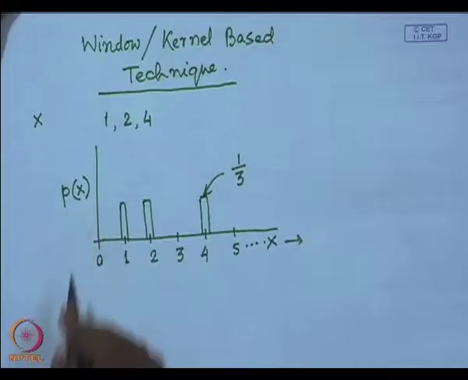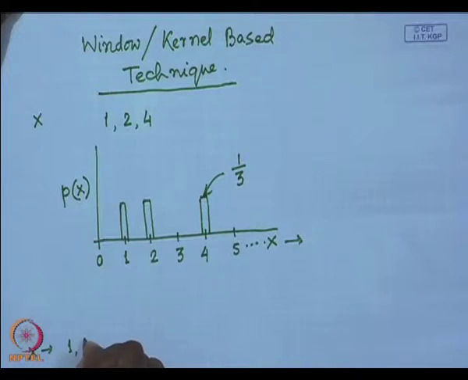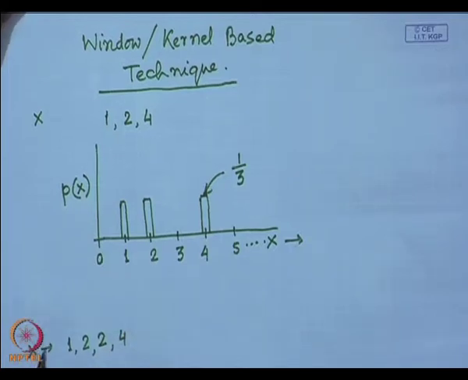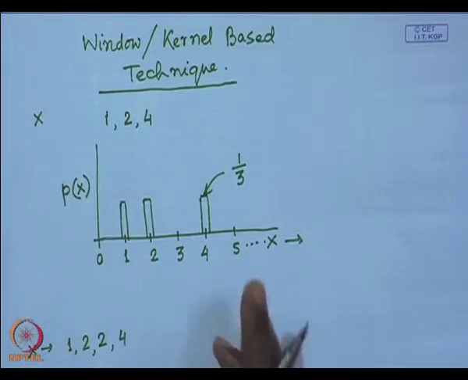Now, I can have situations where I have more than one sample, or more than one instance, of a single value of x. So, I can have a situation something like this: I have samples of x, one at location 1, 2 samples or 2 values of x which are 2, and I have 4. So, now I have 4 samples of x, and using these 4 samples of x, I have to estimate the probability density function.